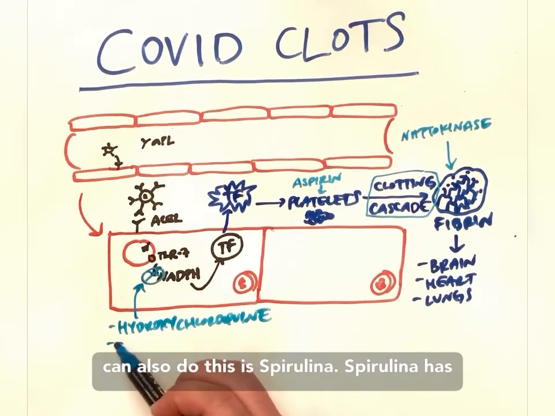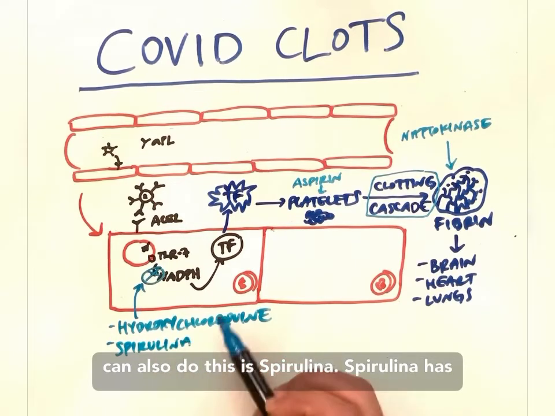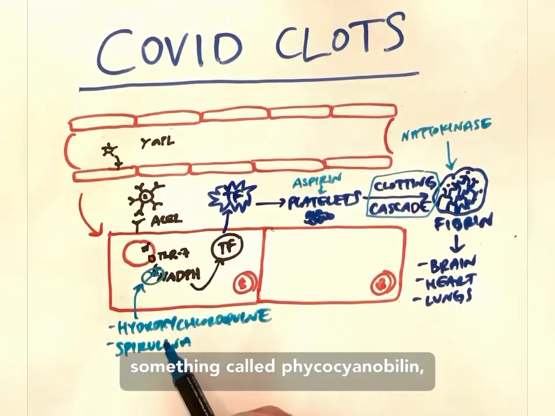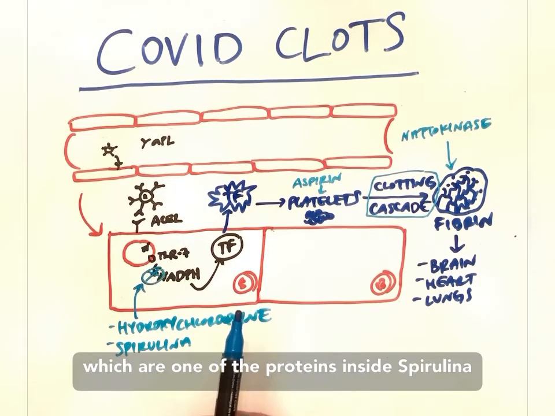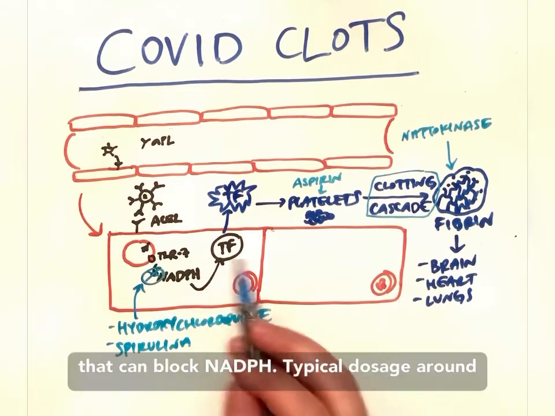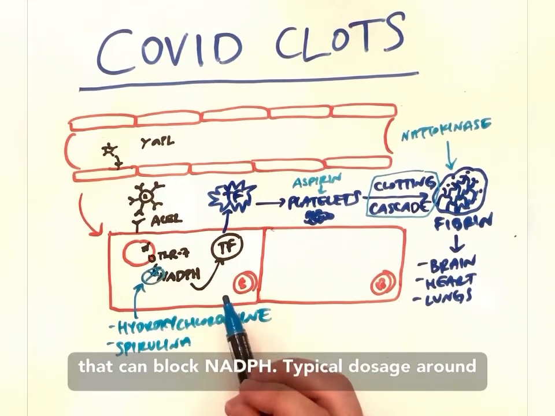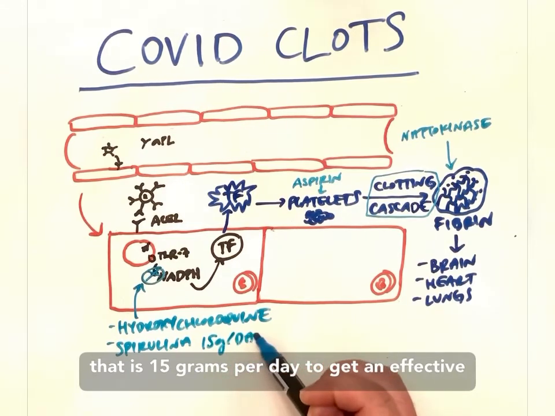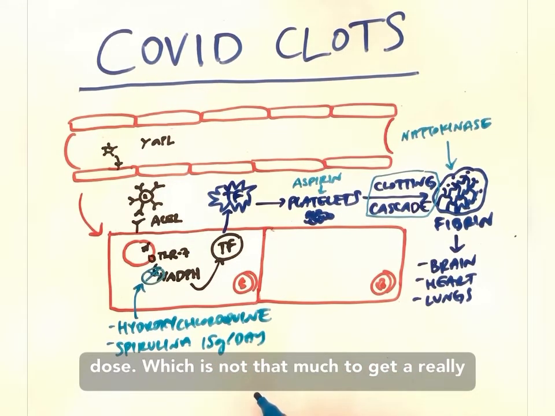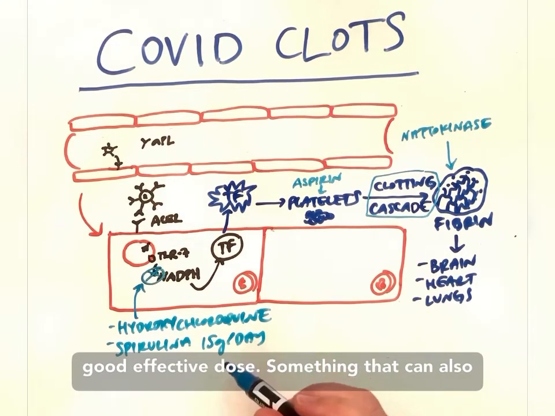Something that can also do it is spirulina. Spirulina has something called phycocyanobilin, which is one of the proteins inside spirulina that can block NADPH. Typical dosage around that is 15 grams per day to get an effective dose, which is not that much to get a really good effective dose.